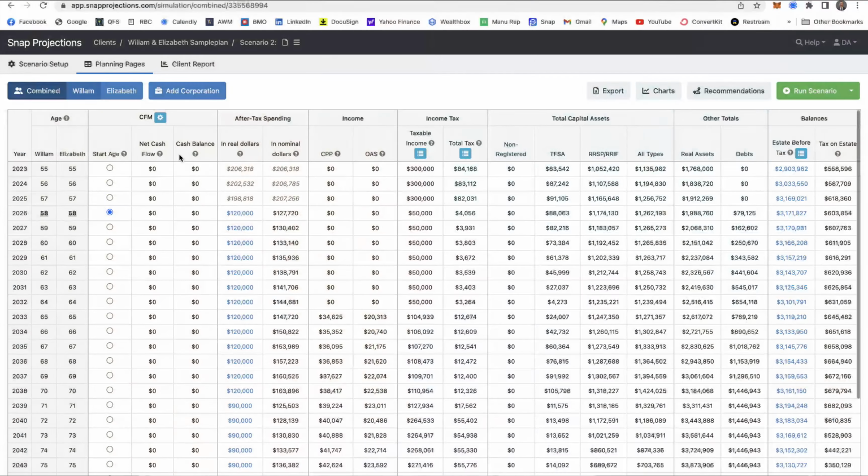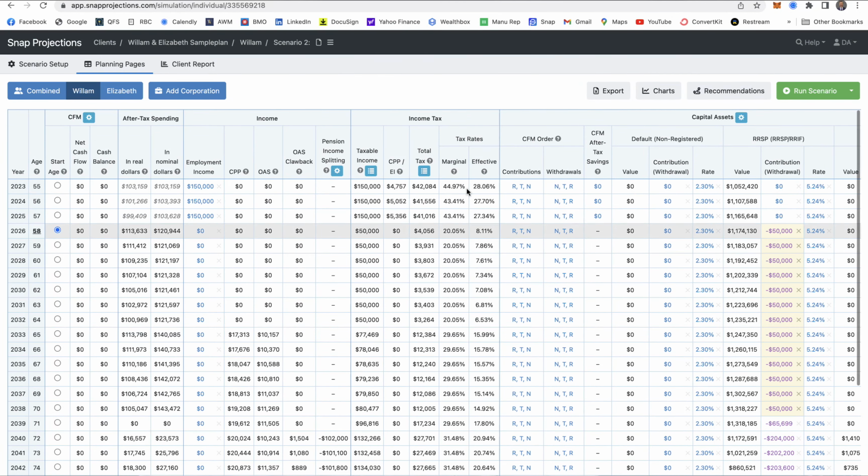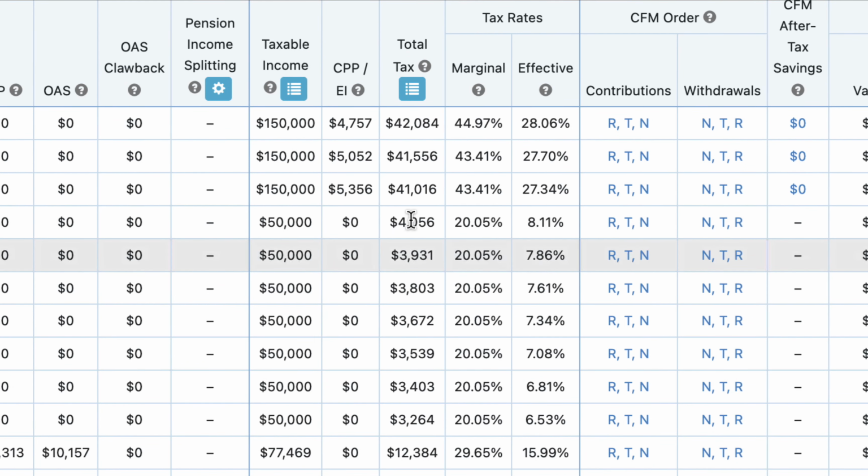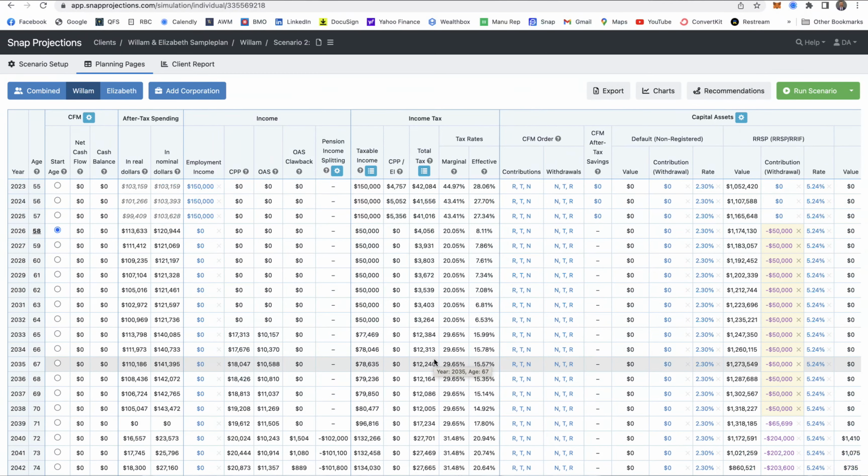So if I just slide this over to William, you'll see that we're doing early withdrawals on his RSPs, $50,000 per year, from age 58 all the way through to age 70. And that $50,000 allows him to still be under the lowest tax bracket. You see here 20.05%. And look at the tax, very little tax, $4,000, $4,000, $4,000, $3,600, very little tax. That's what we're aiming for here. We want to lower that tax bill, but we still need $120,000.